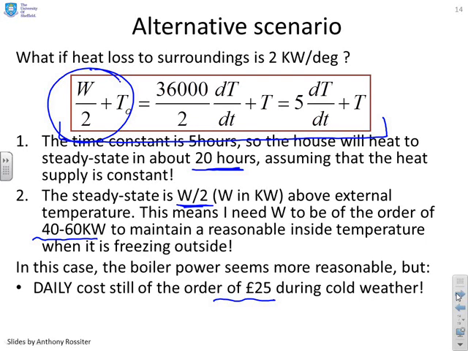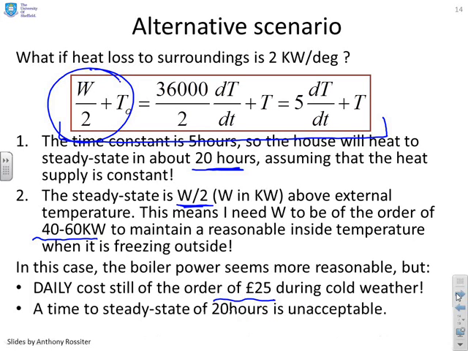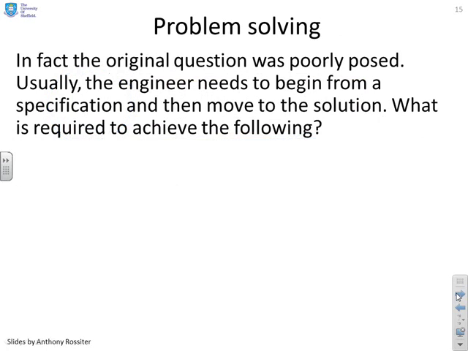So that tells you there's still something not right here, and the thing that's not right is clearly the cost of the gas was not a realistic cost, and you can get it much cheaper. Okay. Also, a time to steady state of 20 hours is clearly unacceptable. That's too slow.